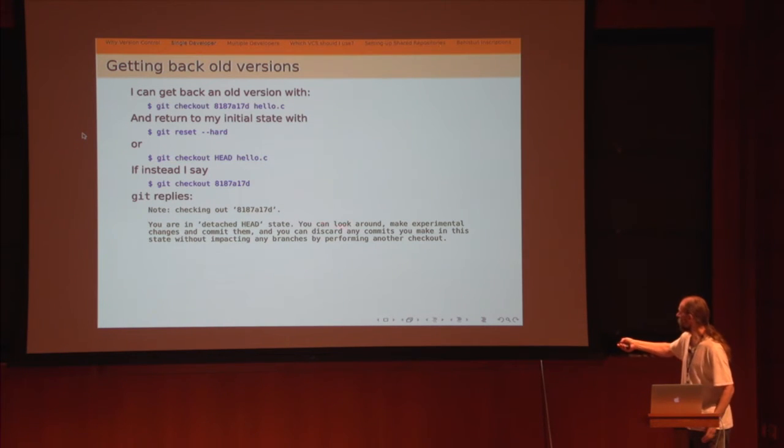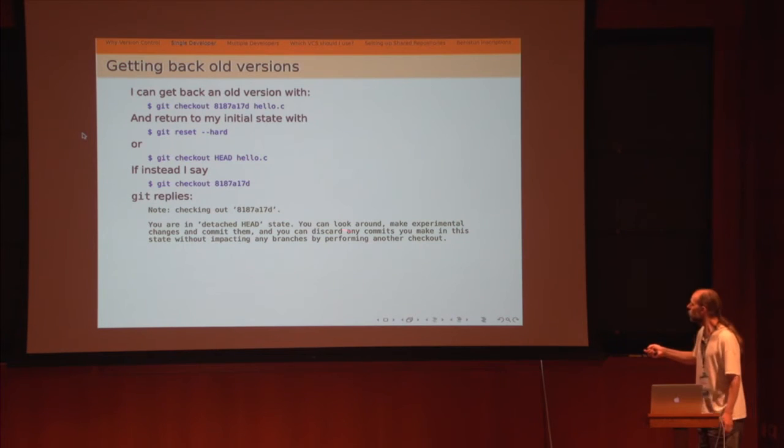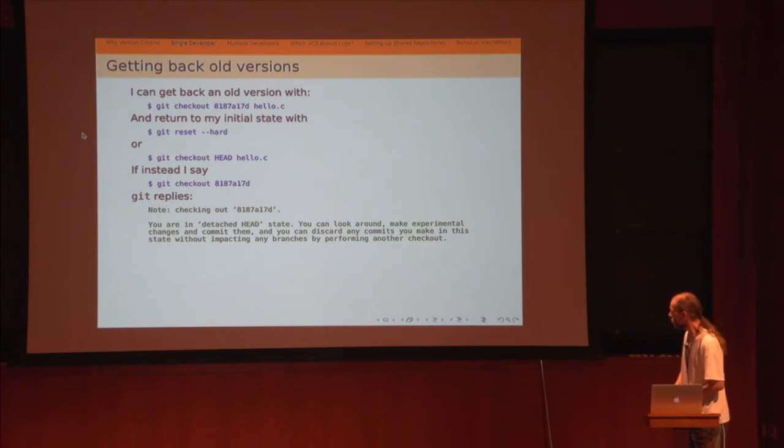That's probably not quite what you wanted. You can actually almost never lose anything in Git if you know how to find it. I can't remember if I put those slides in, but it says you can look around, make experimental changes and commit them. But you will lose them if you're not very careful.